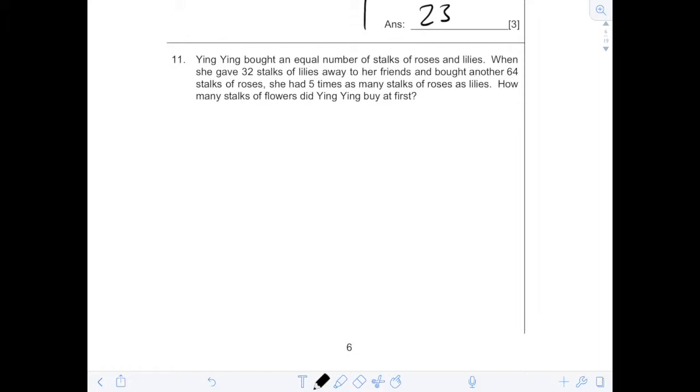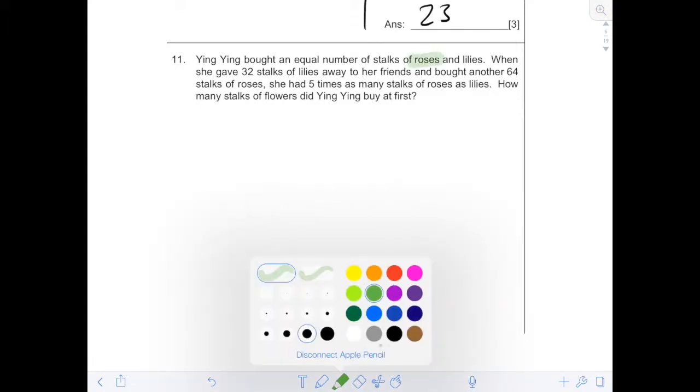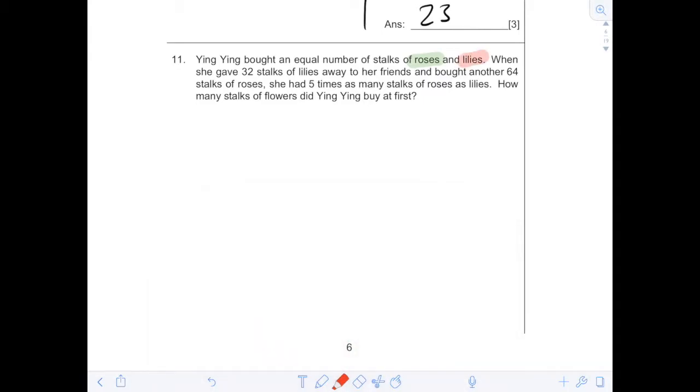Ying bought an equal number of stalks of roses and lilies. So here we have roses, and here we also have lilies. Okay, when she gave 32 stalks of lilies away to a friend and bought another 64 stalks of roses, she had 5 times as many stalks of roses as lilies. How many stalks of flowers did Ying buy at first?